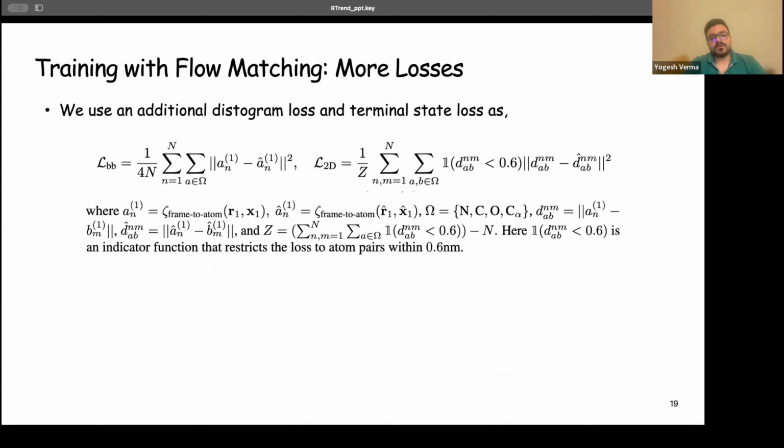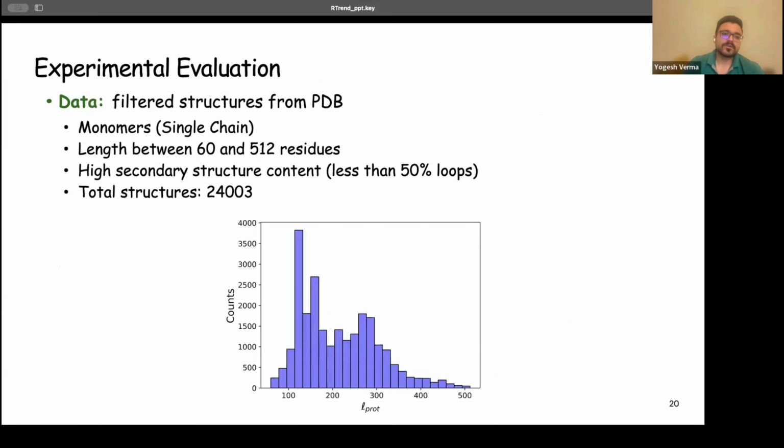And also we have more losses, utilized from the baseline as well, like the histogram loss and the terminal state loss, just to make them better. Now going towards the experimental evaluation, we train our model on filtered structures from PDB. We have monomers, which are single chains, with a length distribution between 60 and 512, also represented in this histogram, which has a slightly abnormal peak around 130 or 140. They also have high secondary structure content, less than 50% loops. So we get 24,003 structures from the current PDB archive.